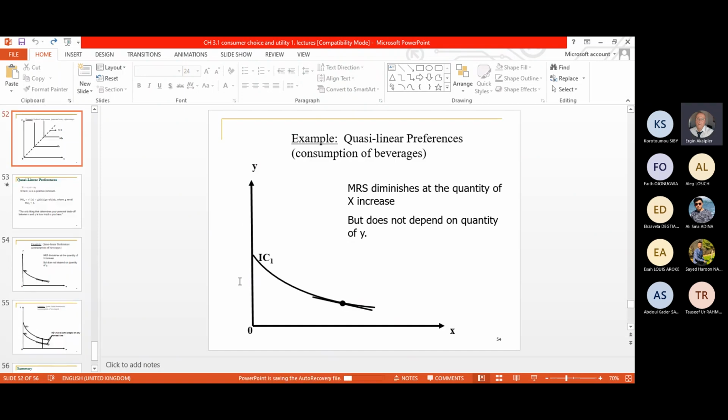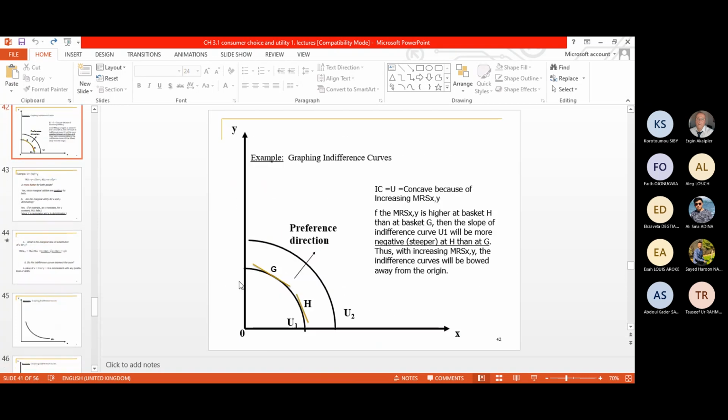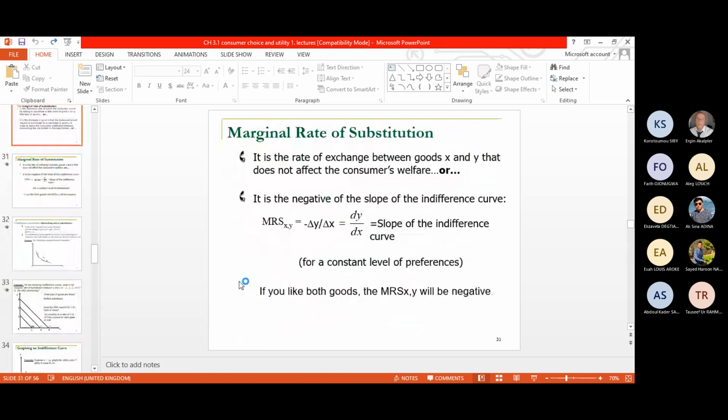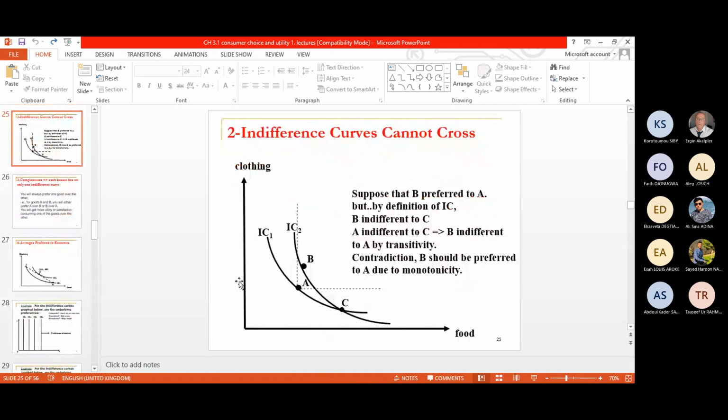You said 25, isn't it? Yes, Professor. Yes. Here. This one. Yes, Professor. What is it here? I did not actually understand what you were explaining at this level.